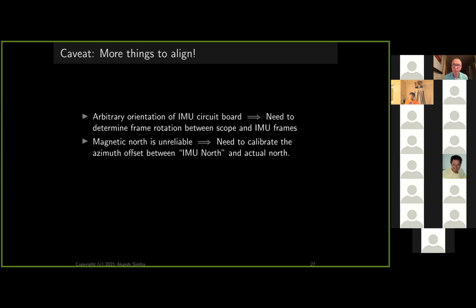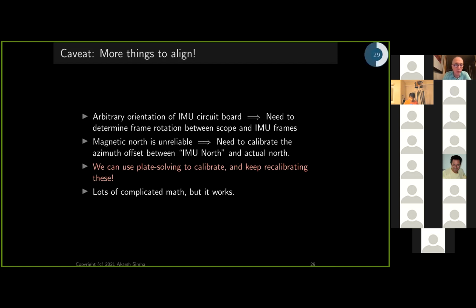So that means I need to do 2 pieces of calibration. One, I need to figure out how my IMU is mounted on the telescope. And the second is I need to figure out which way is north, because the IMU's north is unreliable. Well, the great news is this does not add more manual alignment steps, because we can use plate solving to keep calibrating these sensors, like I mentioned. The algorithm I'm using is pretty involved, so I won't get into the details. I'm just going to show a caricature of it in the coming slides. Like I said, lots of complicated math, but it's working.